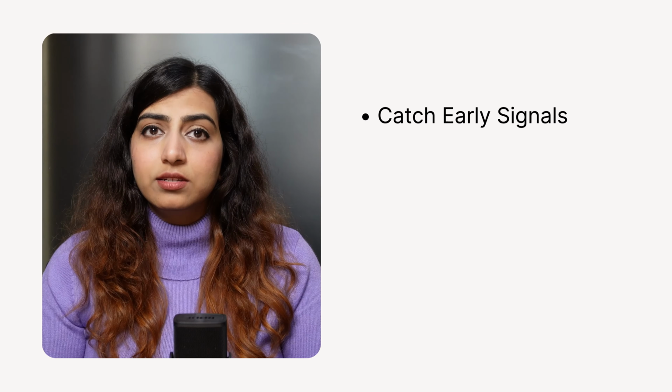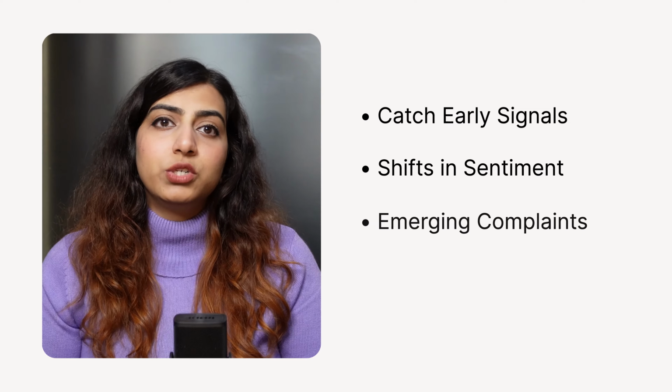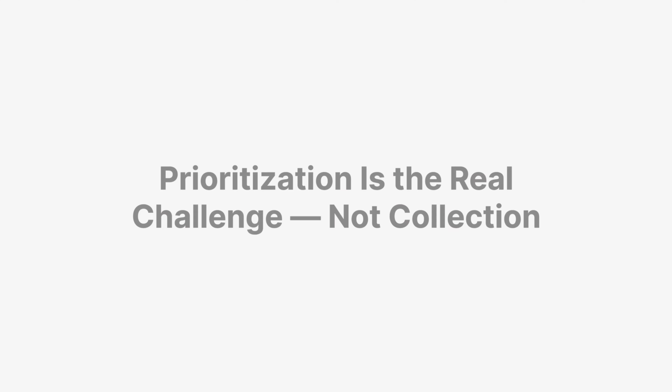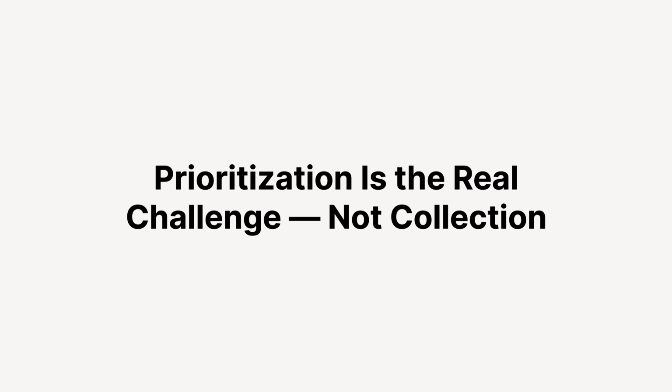If frustration is rising today and you discover it next month, the damage is already done. AI text analytics helps teams catch early signals, shifts in sentiment, emerging complaints, new pain points, while there's still time to respond. This is the difference between reacting to churn and preventing it. Prioritization is the real challenge, not collection.